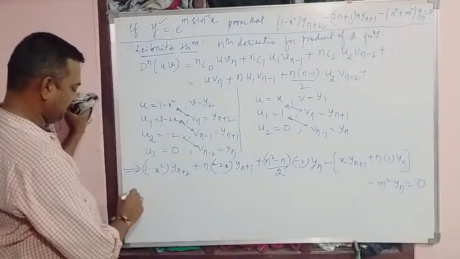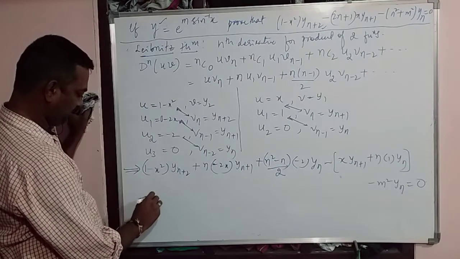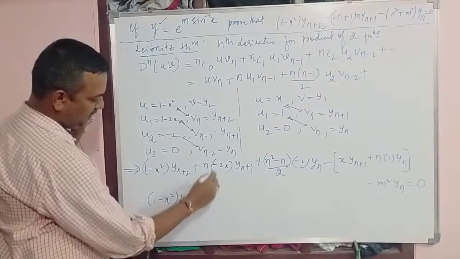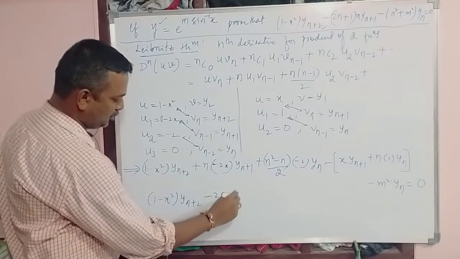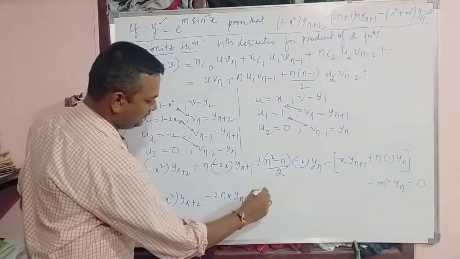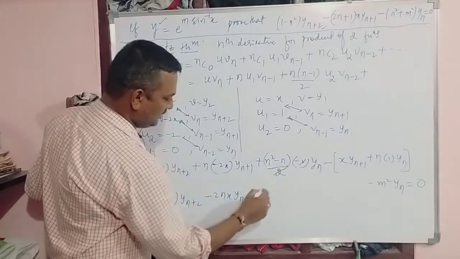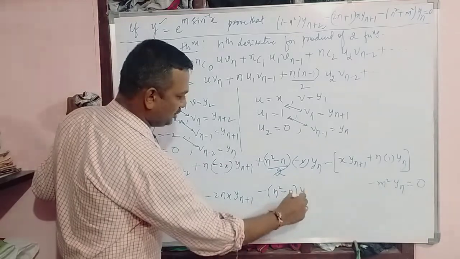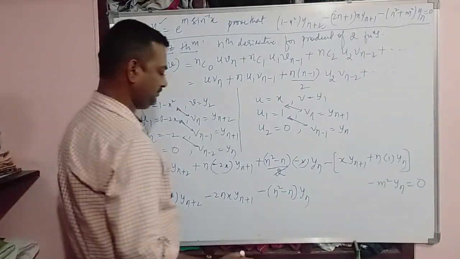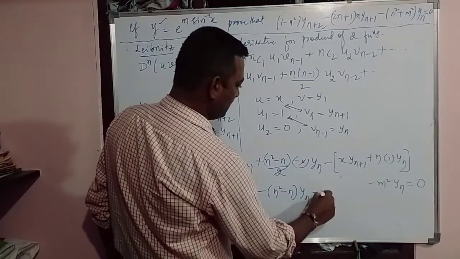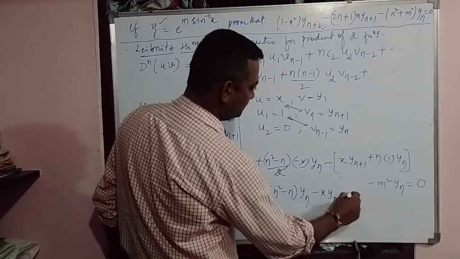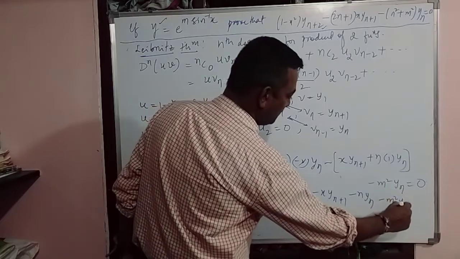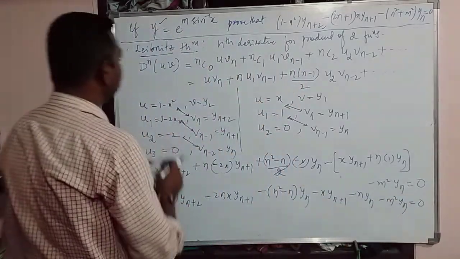Fine students, I am writing one more step here. I am expanding this: (1 minus x square) yn plus 2 minus 2n x yn plus 1, the 2 gets cancelled. Minus sign outside, (n square minus n) into yn, minus x yn plus 1 minus n yn minus m square yn equal to 0.